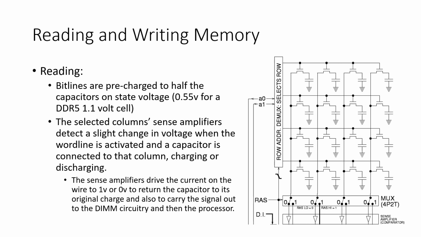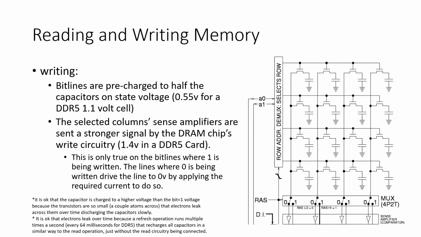All right, moving on to writing. For writing, bit lines are pre-charged just like they were for reading. You then have 0.55 volts for DDR5 running through all the bit lines. Then the selected column sense amplifiers are sent a signal this time. Instead of being read from, they are written to, and you use a stronger signal. In the case of DDR5, that would be 1.4 volts.